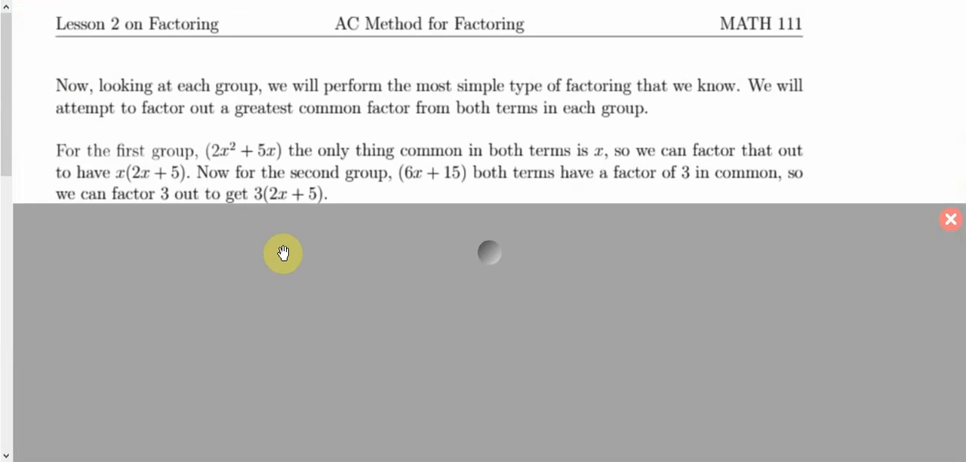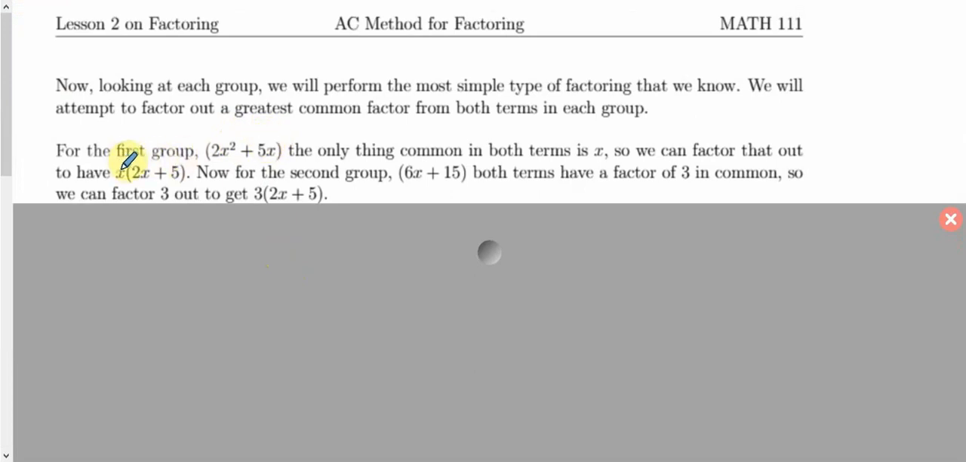So let's do that. So the first group is 2x squared plus 5x. The only thing these two terms have in common, 2 and 5 have no common factors, but x squared and x, I can factor an x out of each term. Both terms have an x to give away.